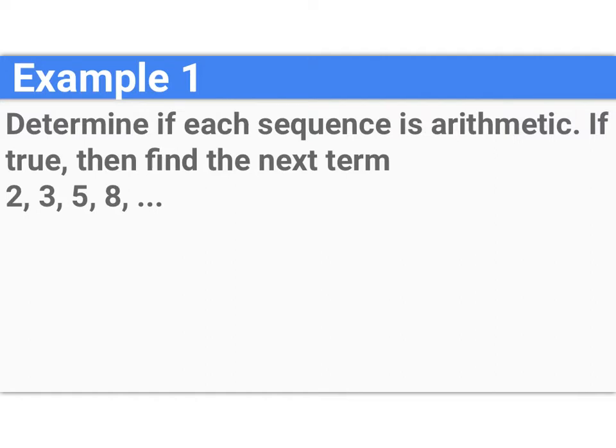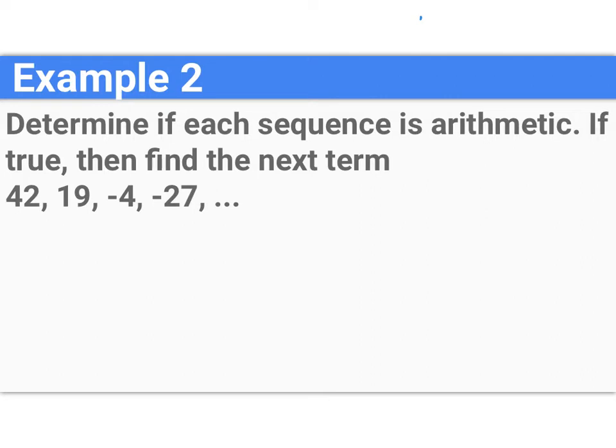All right. To determine if each sequence is arithmetic, then find the next term. So the first thing we have to do is find the difference. The difference between 2 and 3 is 1. The difference between 3 and 5 is 2. The difference between 5 and 8 is 3. Because these differences are not the same, this is not arithmetic. This is not an arithmetic sequence. So it is false, not an arithmetic sequence.